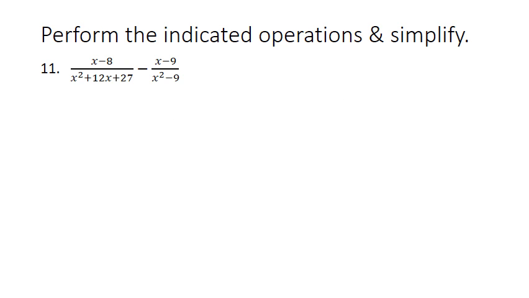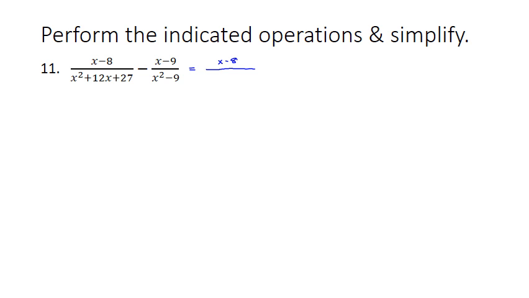All right, we haven't done an addition or subtraction problem with factoring, so let me do one of those for you. Number 11 says you have x minus 8 over x squared plus 12x plus 27, and I want to subtract from that x minus 9 over x squared minus 9. Well, since this one's going to require you to factor some stuff, let's do that first. Don't worry about common denominators. Just factor what you can.